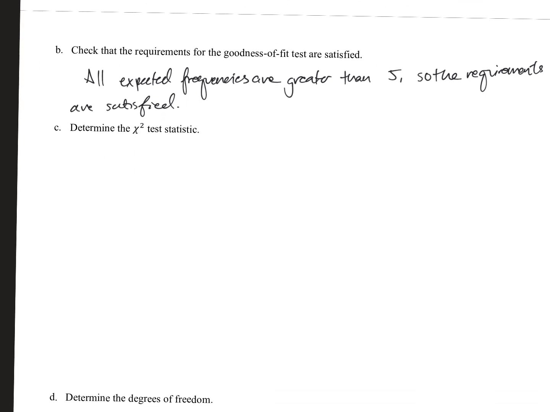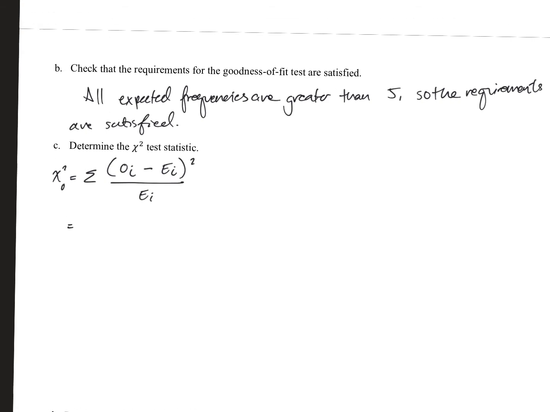Awesome. So now we're going to determine the chi-squared test statistic. So that, let me write it out, is going to be the sum of our observed values minus the expected values, divided by the expected values, squared. Okay. What are our observed and expected values?